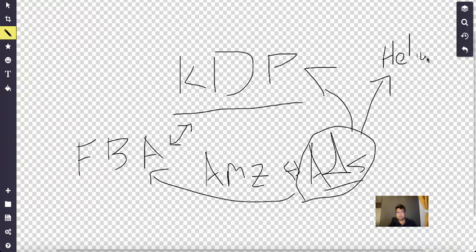You need to use the platinum, I think it's the platinum level tools to get the most important thing, which is the reverse ASIN lookup, and they call it the Cerebro tool. And the keyword research tool there is also very useful.